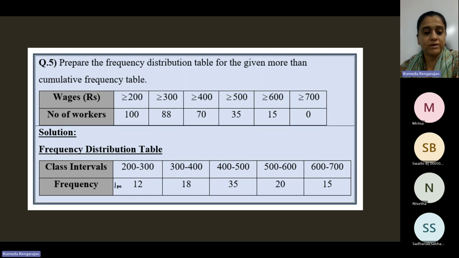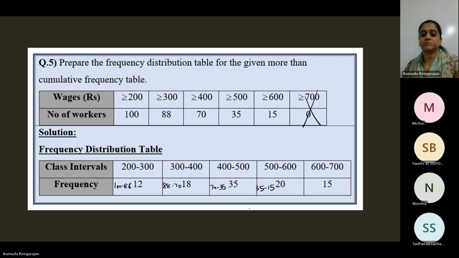This one is 100 minus 88. Then 88 minus 70. 70 minus 35. 35 minus 15. I told you don't. Then write the last frequency as it is.